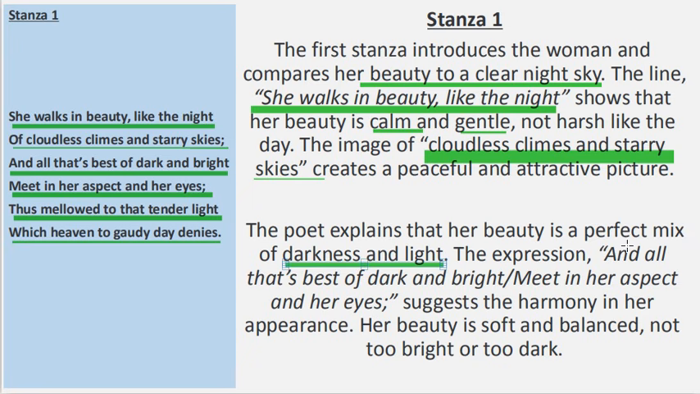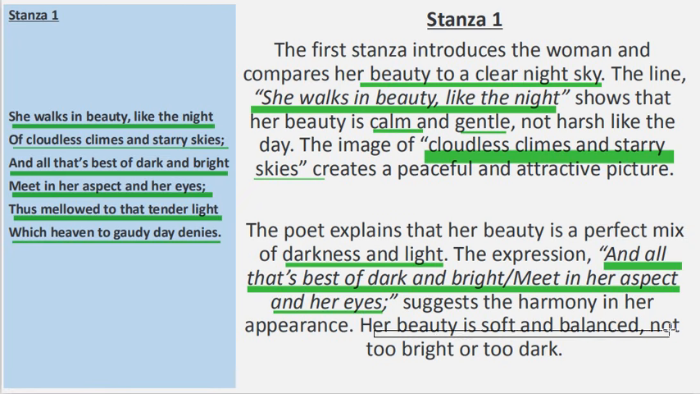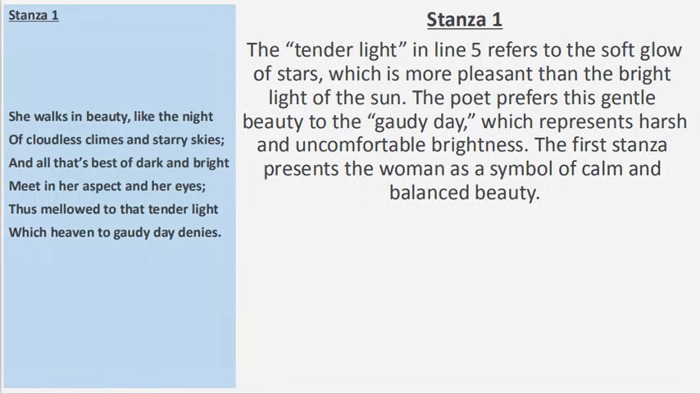The expression, "and all that's best of dark and bright meet in her aspect and her eyes," suggests the harmony in her appearance. Her beauty is soft and balanced, not too bright or too dark. The tender light in line 5 refers to the soft glow of stars, which is more pleasant than the bright light of the sun. The poet prefers this gentle beauty to the gaudy day, which represents harsh and uncomfortable brightness.